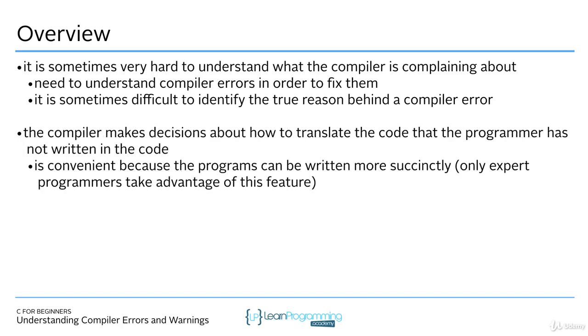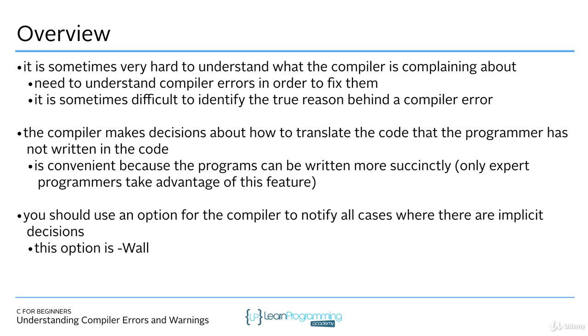The compiler makes decisions about how to translate your code that the programmer has not written in the code. This is convenient for the programmer and the compiler so that it can be written more succinctly. And only expert programmers take advantage of this feature. So what I'm telling you is when you compile, you should always use the -Wall option. This is going to turn on everything.